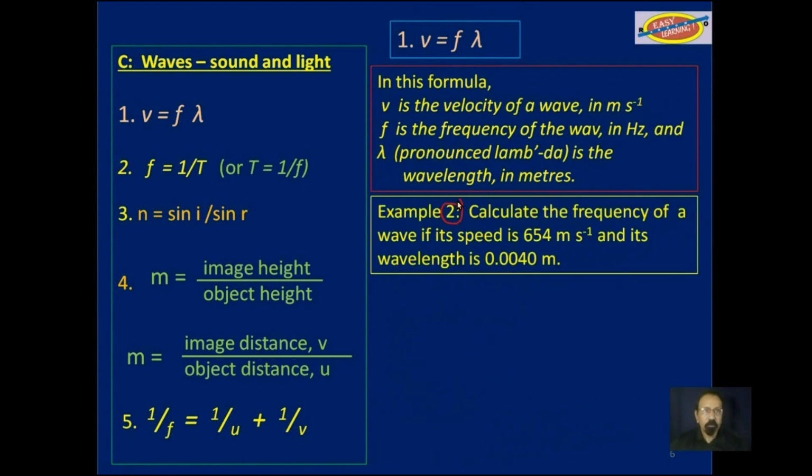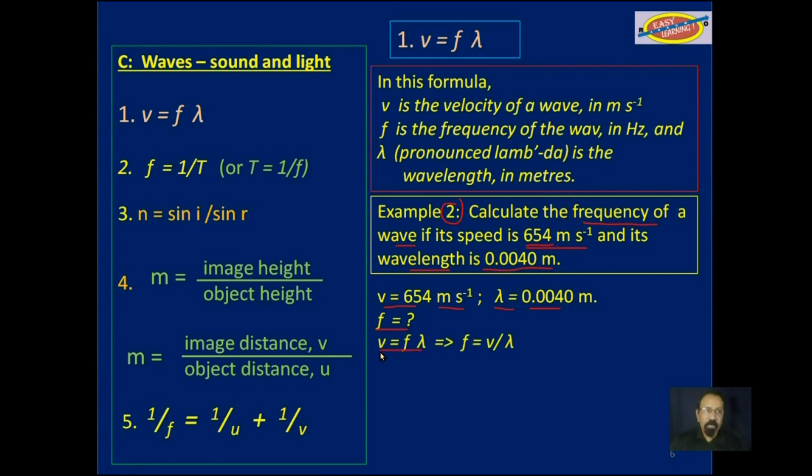Example 2: calculate the frequency of a wave if its speed is 654 meters per second and its wavelength is 0.0040 meter. Again, standard procedure, we write what we are given. Velocity 654 meters per second, wavelength 0.0040 meters, and we want to find the frequency.